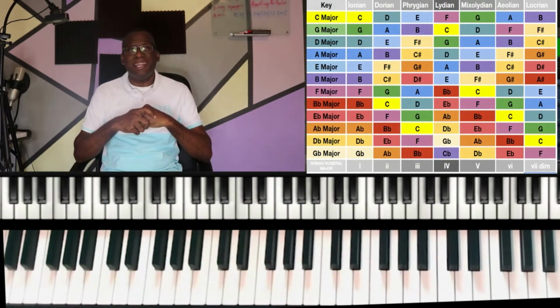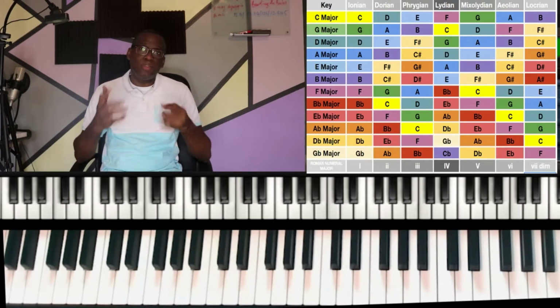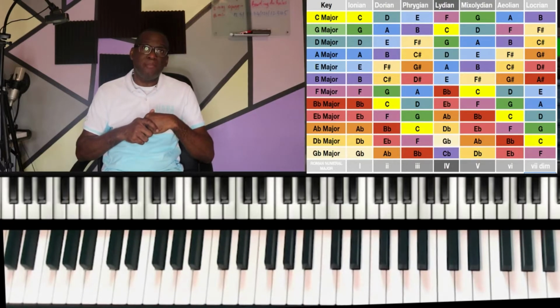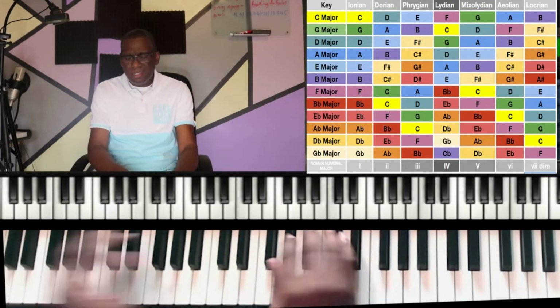In this lesson, we're not looking at it as it relates to runs. We're looking at how we can change the chord types, or even put in passing chords, in terms of reharmonizing a song. So let's take a simple song.